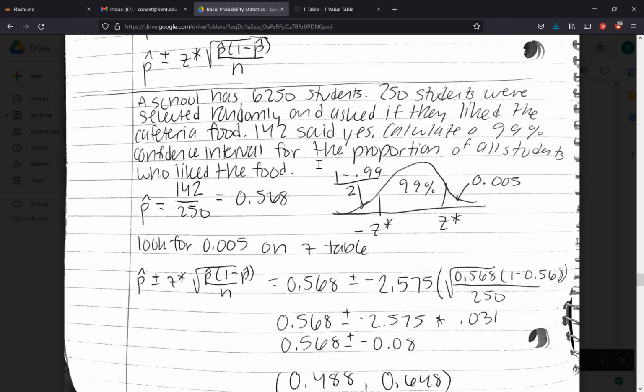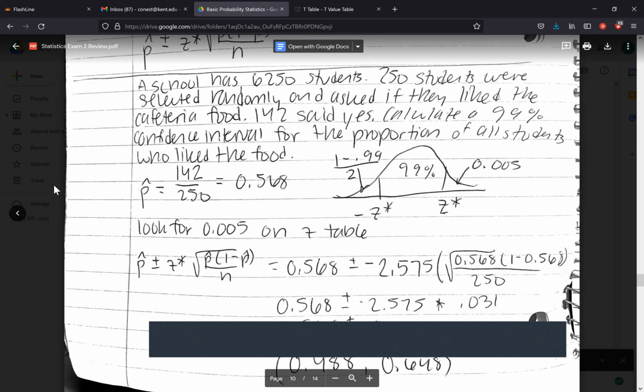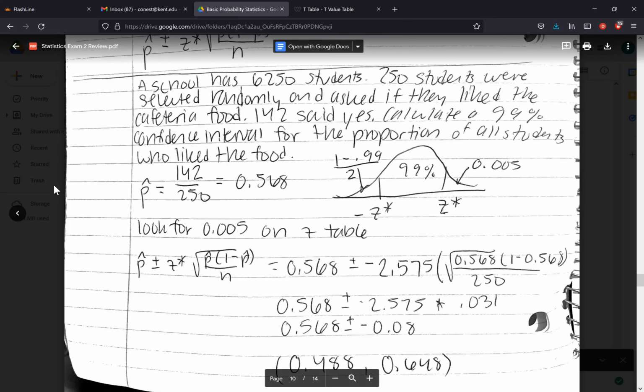And I have an example below. It says a school has 6,250 students. 250 students were selected randomly and asked if they liked the cafeteria food. 142 said yes, which also sounds like way too high. Calculate a 99% confidence interval for the proportion of all students who liked the food.